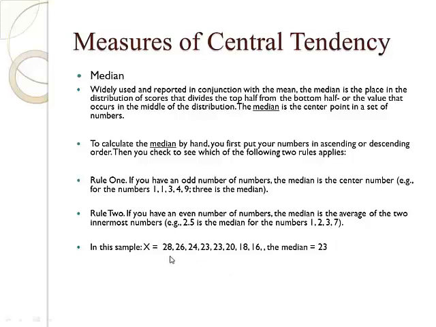Let's look at one more example. In this sample, this is the sample we looked at on that last slide. There are 1, 2, 3, 4, 5, 6, 7, 8 numbers in this distribution, so we know it's an even number, and we're going to have to take the average of the two centermost numbers in the distribution, and they are both 23 in this case, so we know in this case the median number would be 23.